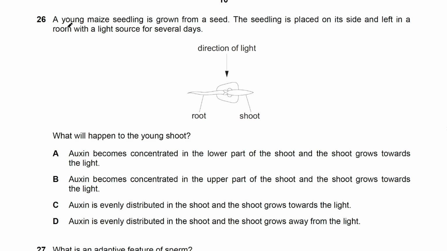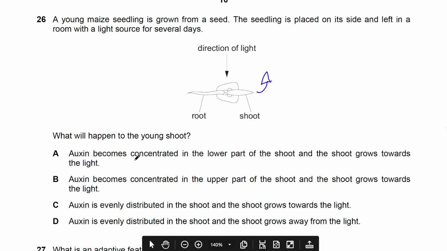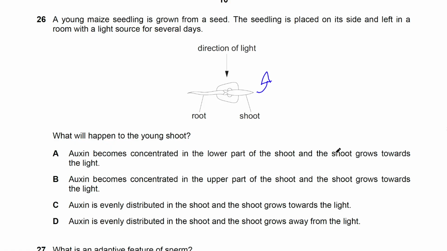Question number 26. A young maize seedling is grown from a seed. The seedling is placed on its side and left in a room with a light source for several days. What will happen to the young shoot? Because of the direction of light coming from here, the shoot will bend upward. Why? Because of auxin hormone. Let me read the options. A. Auxin becomes concentrated in the lower part of the shoot and the shoot grows toward the light.